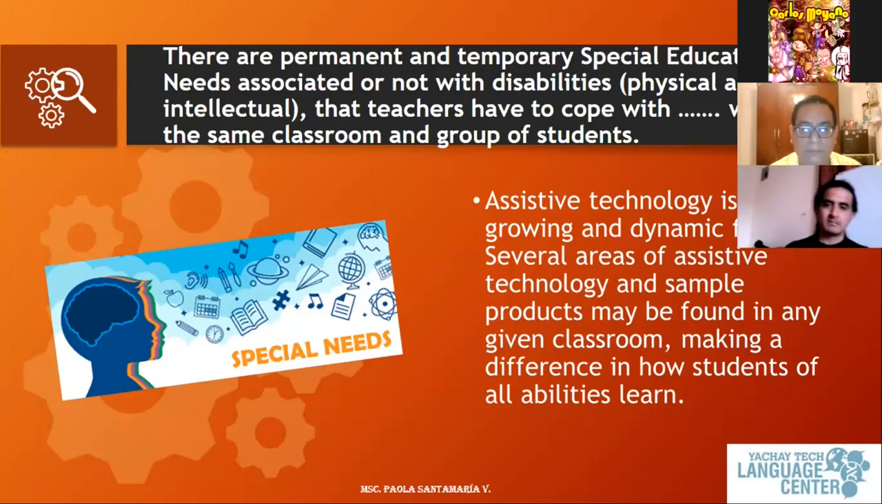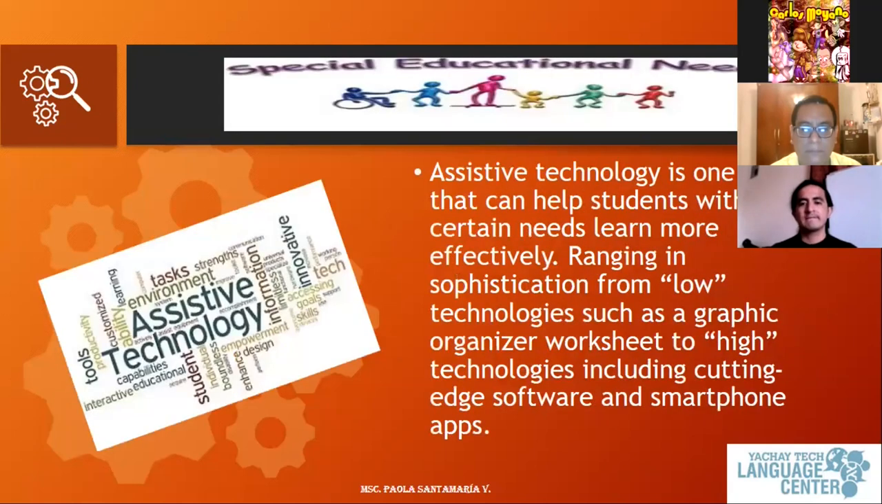Assistive technology is a tool that can help our students with certain needs to learn more effectively. As I was telling you, it ranges in sophistication from low technologies, such as graphic organizer worksheets, to high technologies, which include cutting edge software and smartphone apps, luckily most of them free. And I'm going to share some of them with you today, so you may find them useful to be used and included in your class.